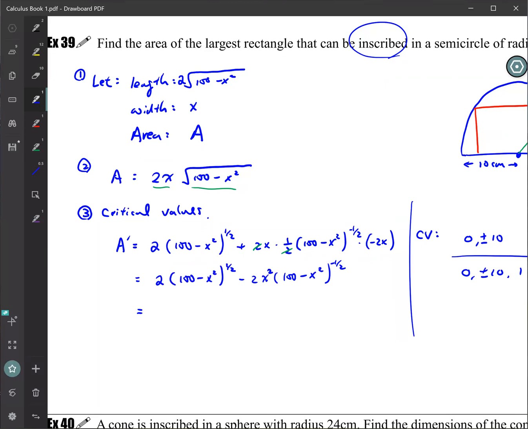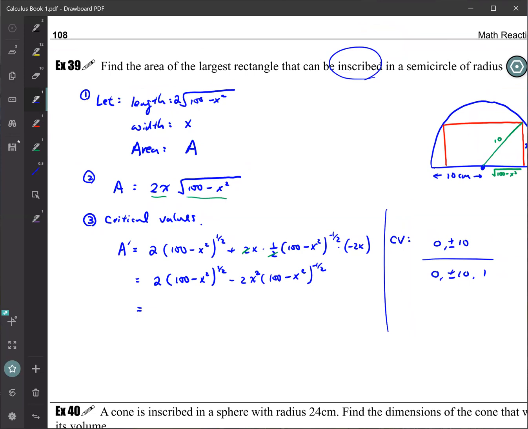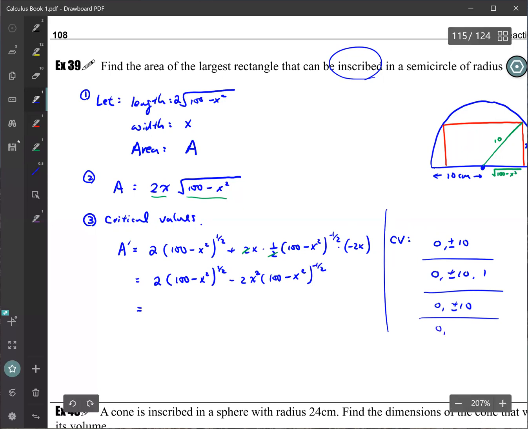Okay, if you guys got critical values, please raise your hand. Okay, Emily, what's your critical value? 0 and plus minus 10. Okay, just those 3. Yeah. Okay, Carrie, how about you? I also got 0 and plus minus 10.